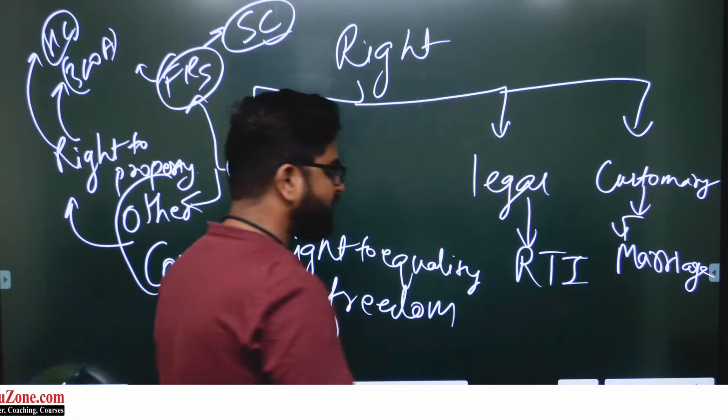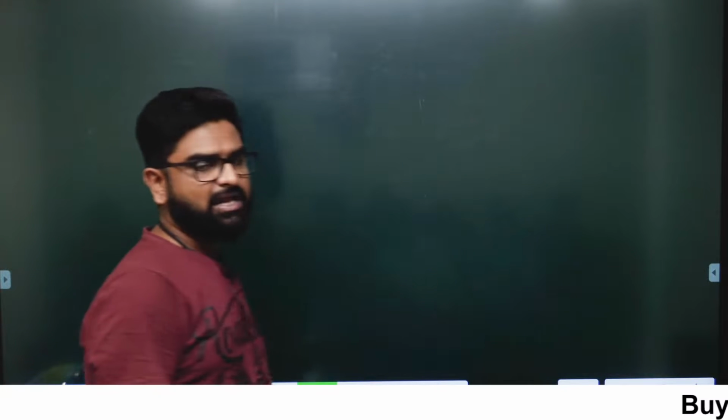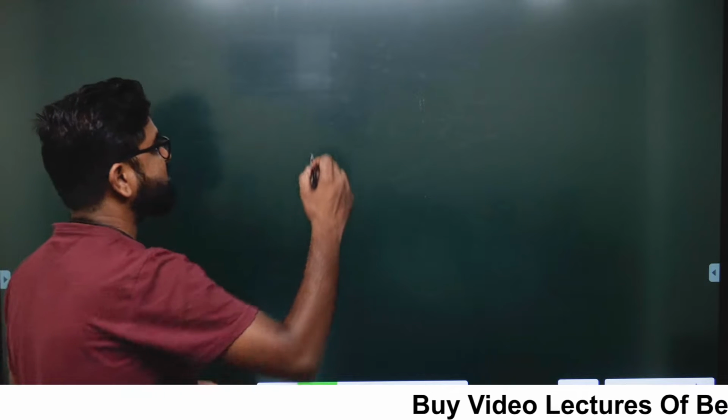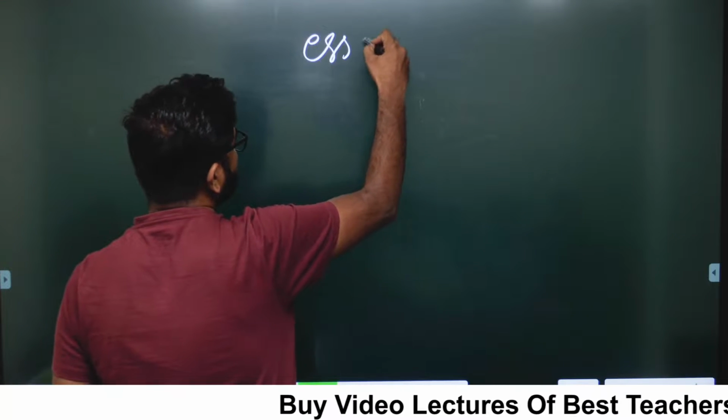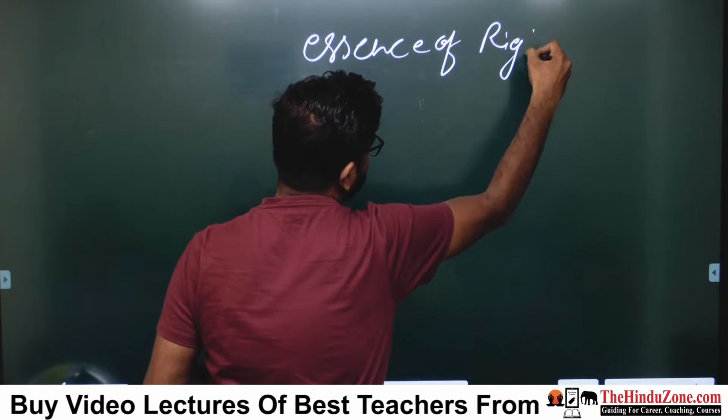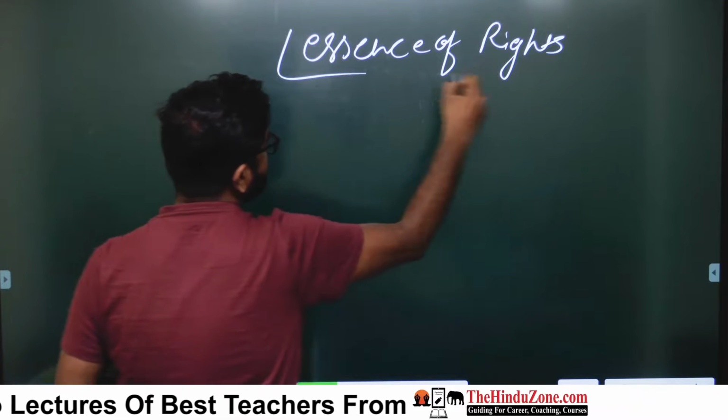So we have understood first what rights are, then we understood different types of rights. Now we will understand some essence of rights. You have some facts about rights. Essence of rights में हम समझ सकते हैं.